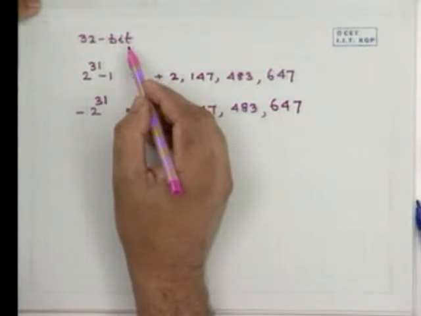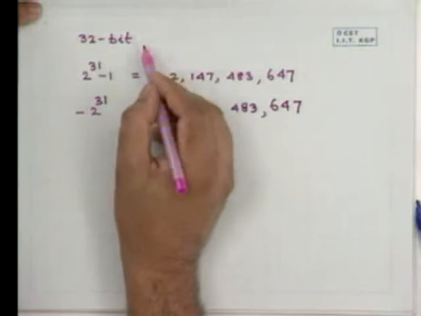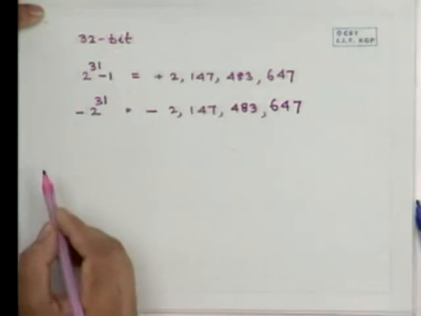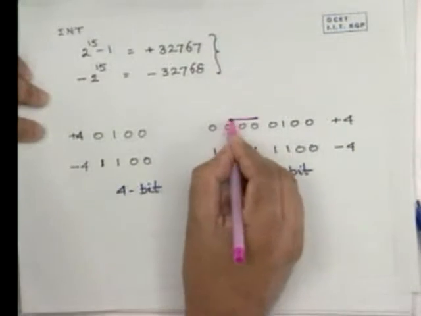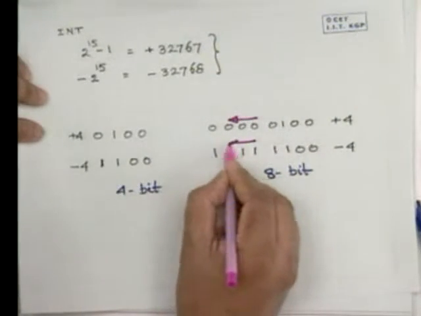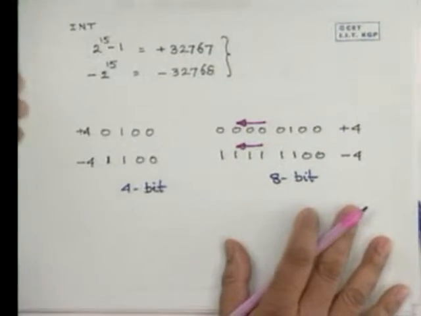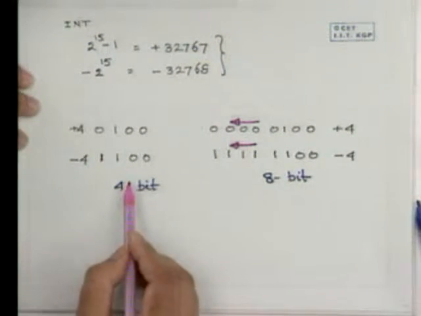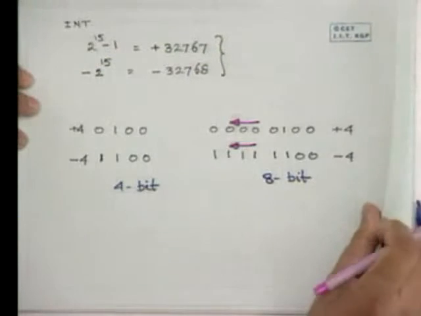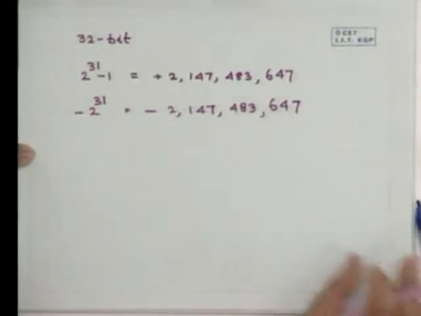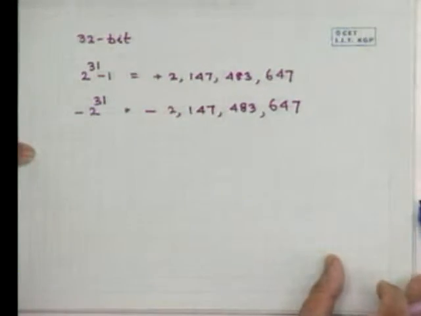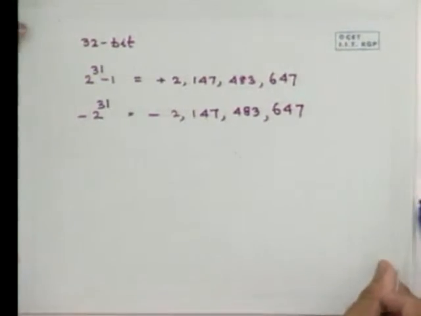Now, when we convert a 16-bit number to a 32-bit number, what we have to simply do is propagate the sign bit towards the left to fill up the rest of the positions, as we have done to convert a 4-bit number into an 8-bit number. That is what the computer does to fit a 16-bit number into a 32-bit number. That is so far as our addition and subtraction is concerned.